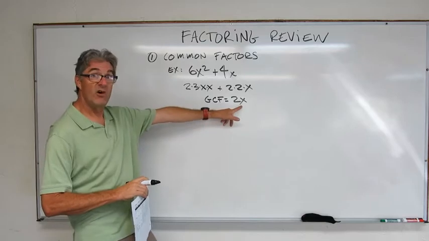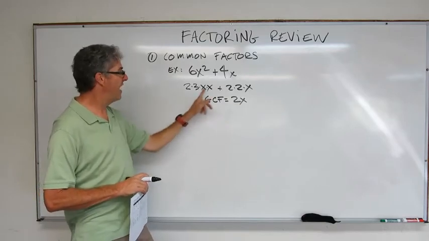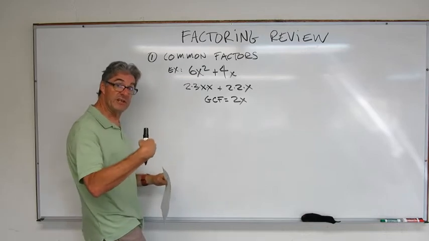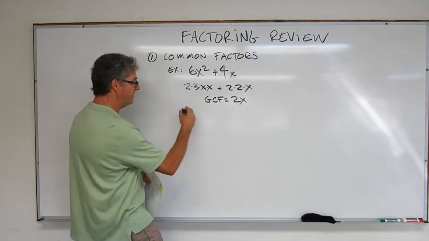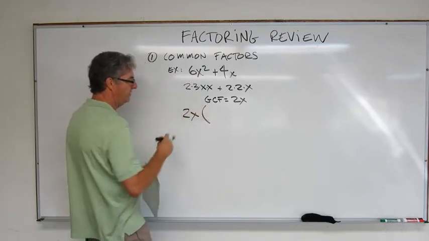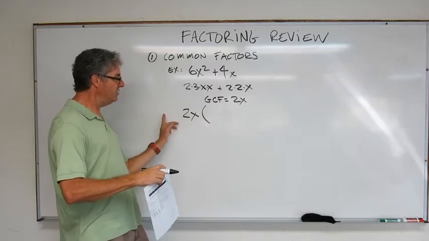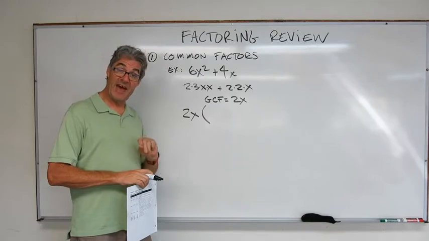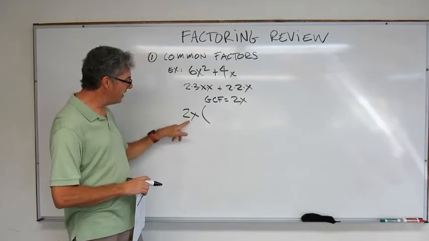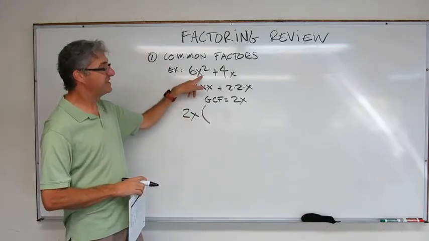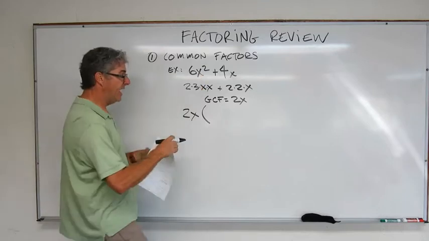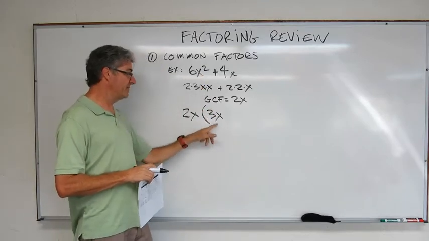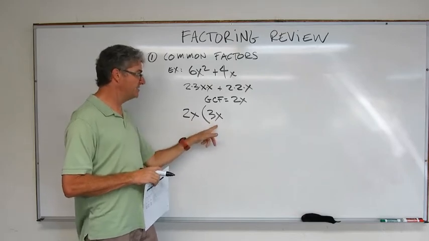Now I can pull that GCF out of each term. So the way I do that, remember I'm reversing distributive property, so that looks like this. So I pulled my 2x out, and now I have to decide what's left. Now one way to explain that is to say, what do I multiply 2x by to get back to 6x squared? And that would be 3x, because 2x times 3x is 6x squared.